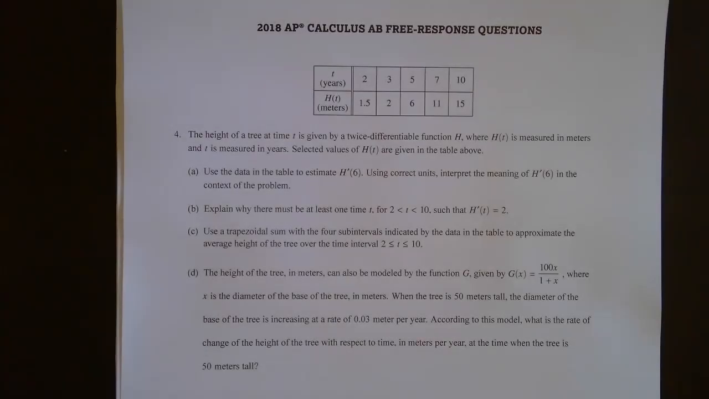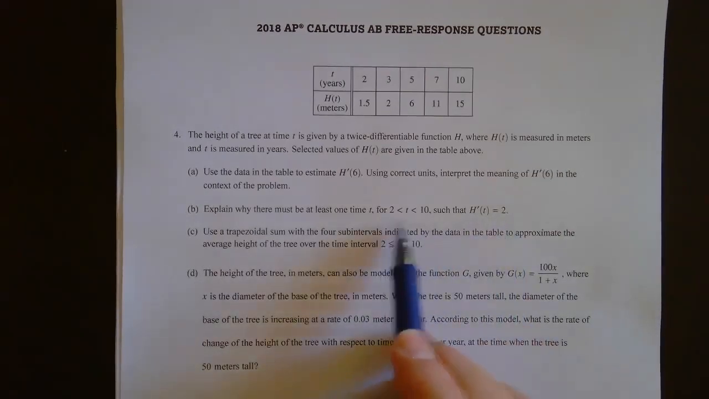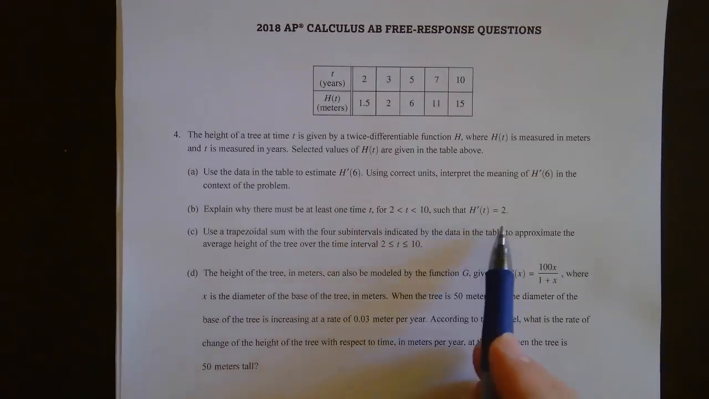Okay, so explain why there must be at least one time t, for 2 less than t less than 10, such that h prime of t is equal to 2, okay? So they're testing you on the mean value theorem here, okay? And you need to show that in some time interval, this is going to happen, okay?